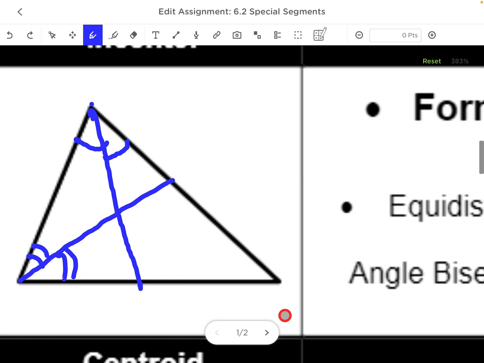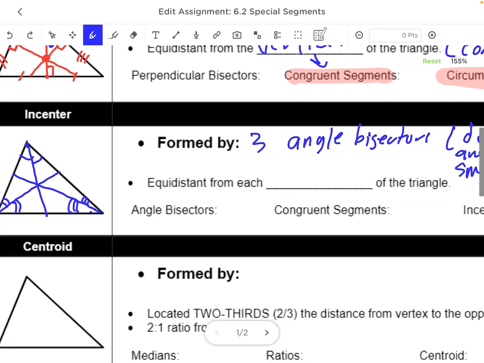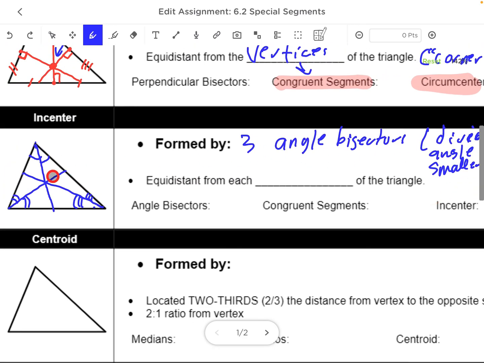Now the third one, this one right over here. Let's just draw that as well as we can. If we notice, it's going right there. And we said that this angle equals this one, so let's put 3 marks on that one. And if this angle equals this, we're also going to put 3 on that one. So these are 3 angle bisectors, and it creates that point right over there.